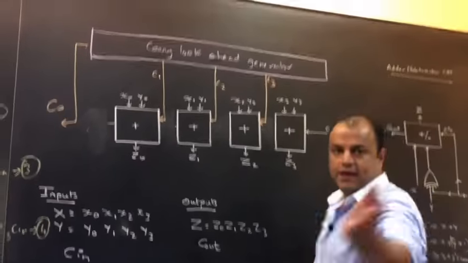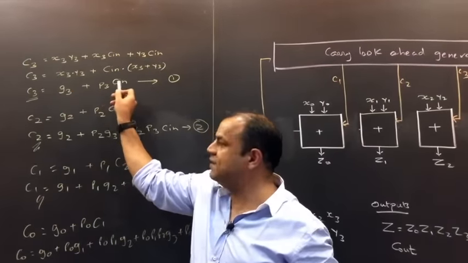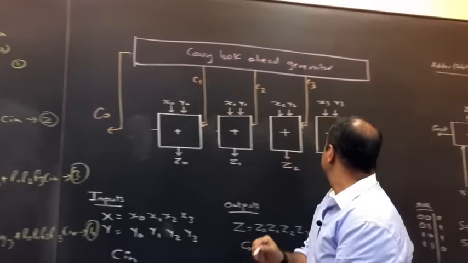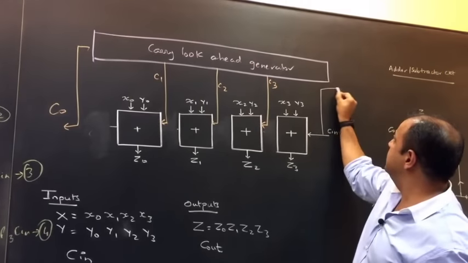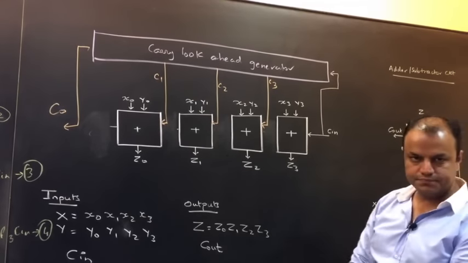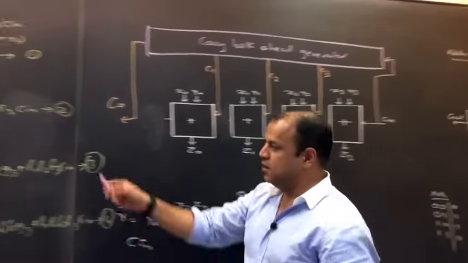To produce C3, come on, look at this formula. To produce C3, what do I need? G3, P3 and C in. Are you with me? What I need is G3, P3 and C in. C in I have, I will give that as an input to the circuit. So C in is already here. It needs now G3 and P3, correct?